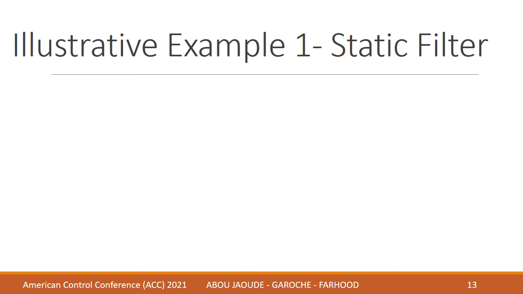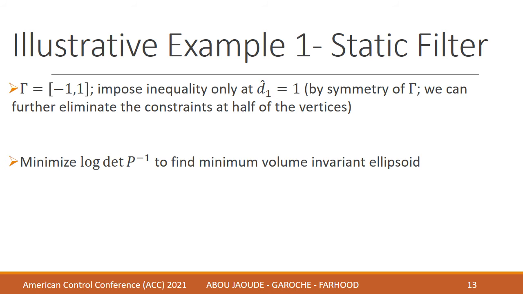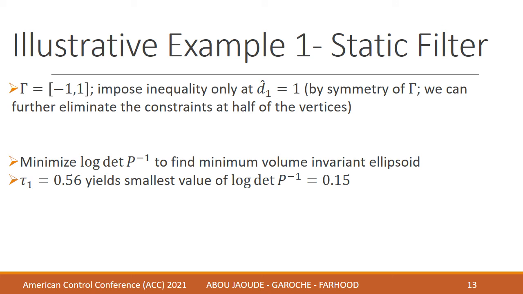In this example, the set gamma is taken as the interval -1, 1. Thus, by imposing the previously mentioned constraint and by further leveraging the symmetry of the set gamma, the inequality in theorem 1 needs to be imposed only at the vertex d hat 1 equal to 1. We seek the minimum volume invariant ellipsoid by minimizing the log determinant of P inverse. The value of tau1 equal to 0.56 gives the smallest objective function value.